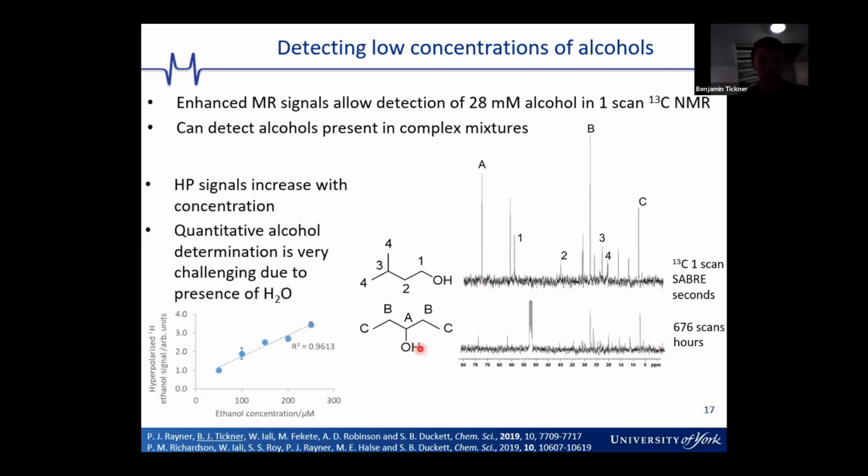And excitingly, the intensity of these hyperpolarized alcohol signals does increase as you increase the amount of alcohol. And we're trying to use this to determine quantitatively the alcohol concentration in a mixture. But at the moment, that's extremely challenging to do due to the presence of competing water. Water also has exchangeable protons. It can interfere with this relayed polarization effect. So it's something that we really need to bear in mind and be careful of.